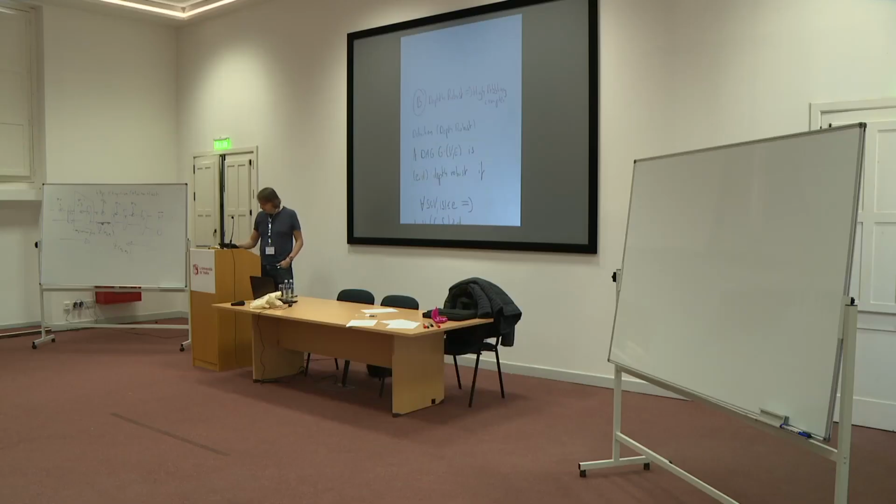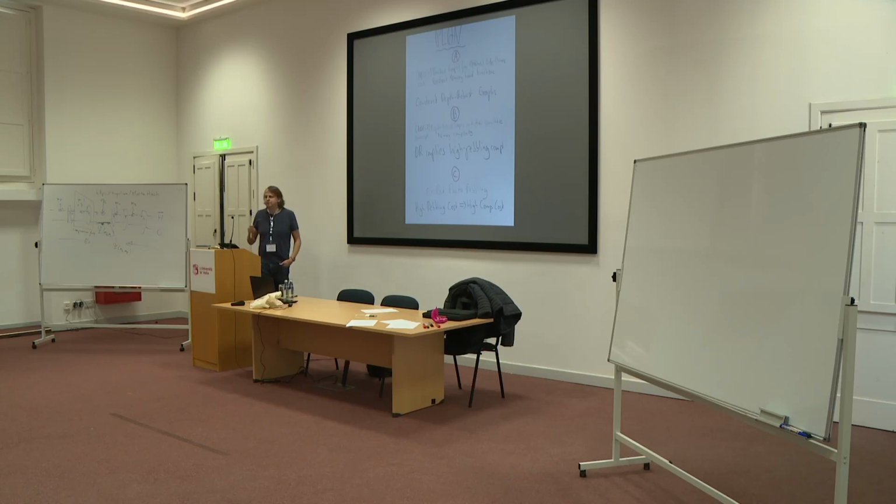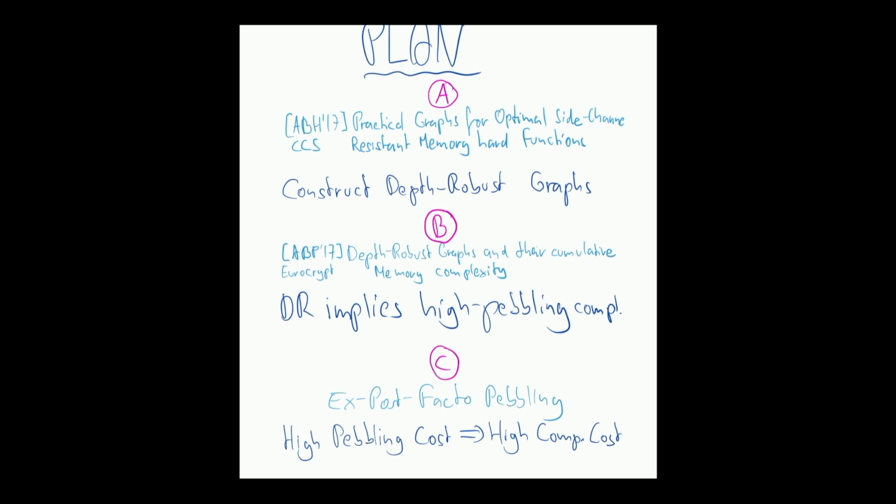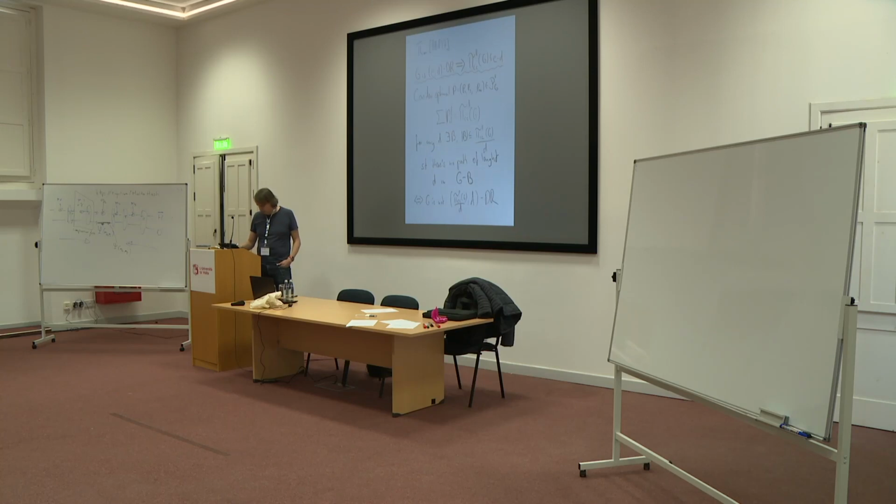Let's recap our plan. So what we did now was part C. I showed you that high pebbling implies high complexity. Now I want to show you that a simple combinatorial property called depth robustness implies high pebbling complexity. And I first have to define this new notion.